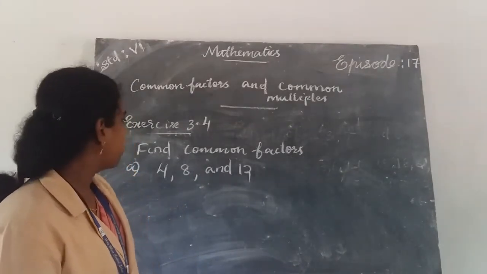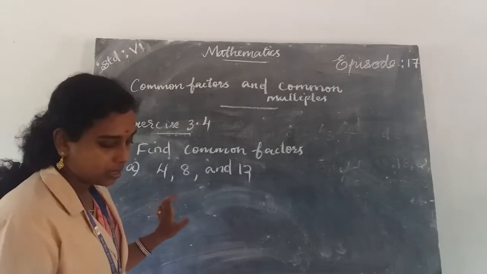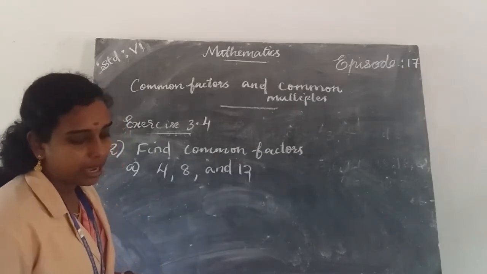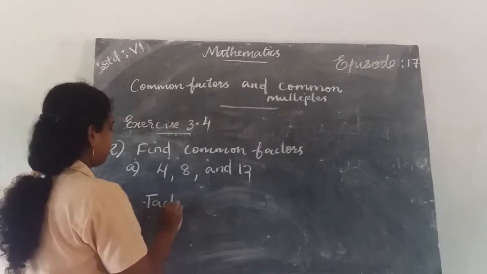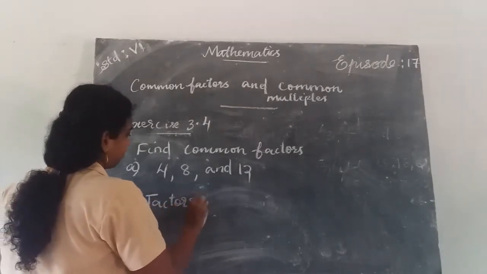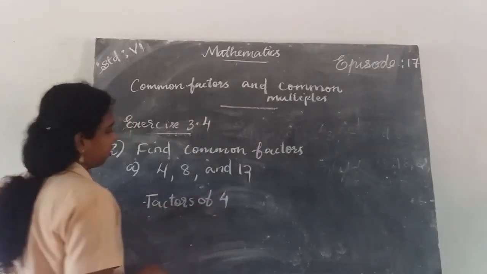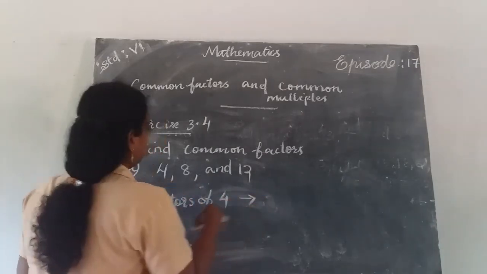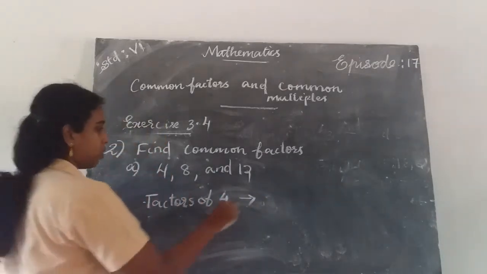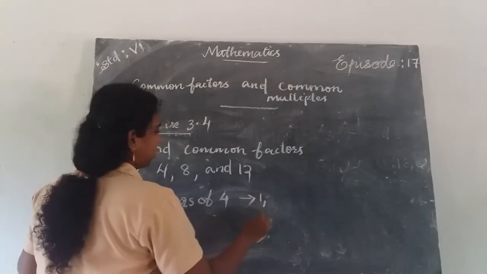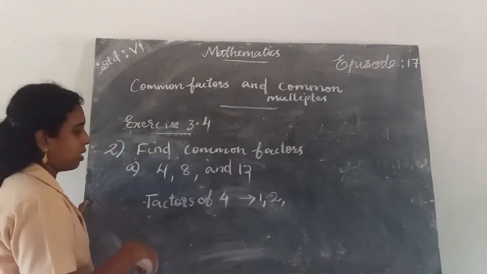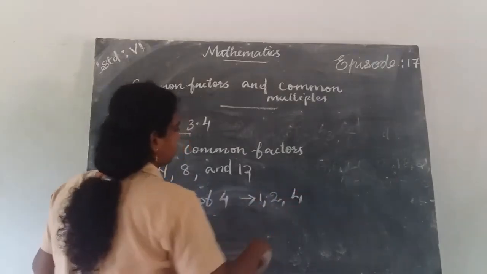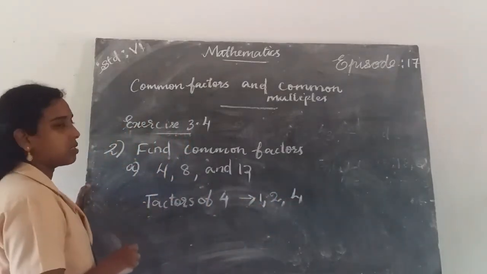The factors of 4, then write the factors of 8, then write the factors of 12. First, write the factors of 4. So, 4 comes under the table of 1, then it comes under the table of 2, and not in the table of 3, and it's also in the table of 4. So 1, 2, 4 are the factors of 4.